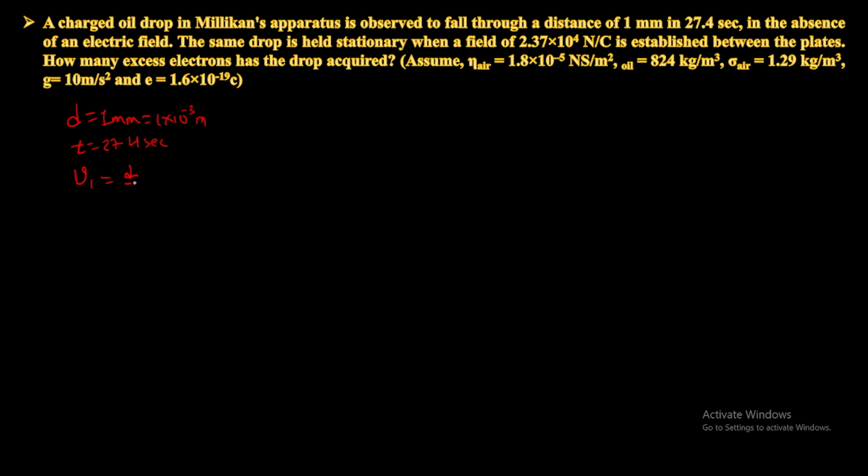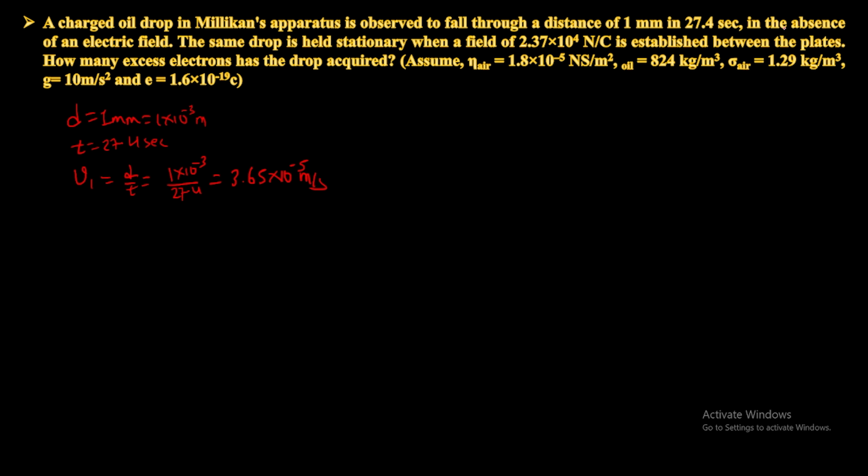v1 equals d by t, that means 1 into 10 to the power minus 3 by 27.4. Then we will get here 3.65 into 10 to the power minus 5 meter per second. So this is the terminal velocity of the given oil drop.